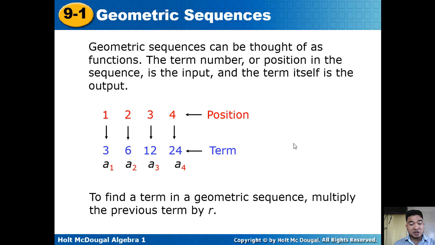To find a term in a geometric sequence, multiply the previous term by R. R is the geometric ratio. In this case, what is our multiplier to get the next term? Upon observation, 3 became 6, meaning we multiply 3 by 2 to get 6. And then 6 times 2 is 12, then 12 times 2 is 24. So that means our common ratio here is equal to 2. To get the next term, we multiply 24 by 2, and that is equal to 48.